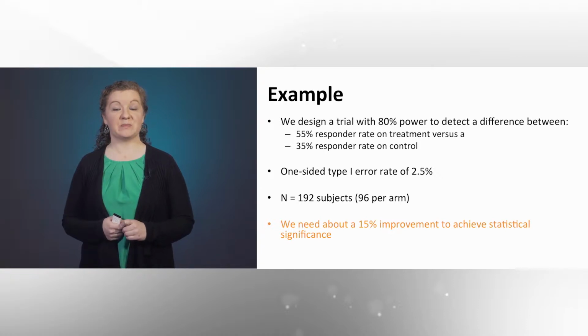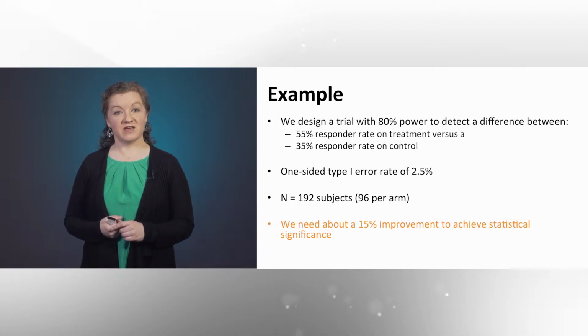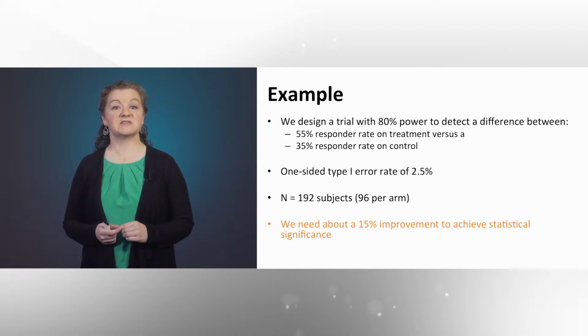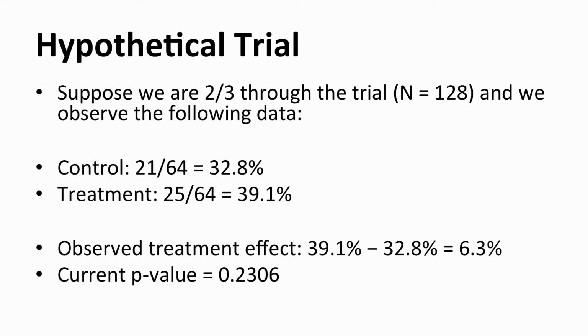or 96 per arm. So at the end of the trial, we will declare the trial to be successful if the p-value is less than 2.5%. And in order for that to happen, we need to observe a 15% improvement of the treatment arm relative to control. So now suppose that we're 2/3 of the way through our trial. So we have 128 total subjects, and we observe the following data. So out of the 64 control subjects, we have 21 responders, and that gives us about a 33% response rate. And on the treatment arm, we have 39% response rate. So our observed difference between treatment and control is 6.3%.